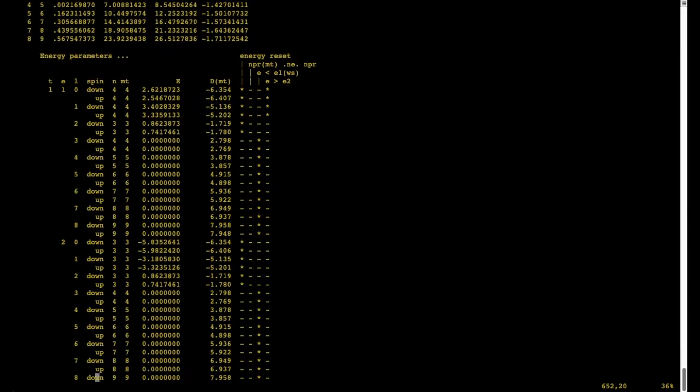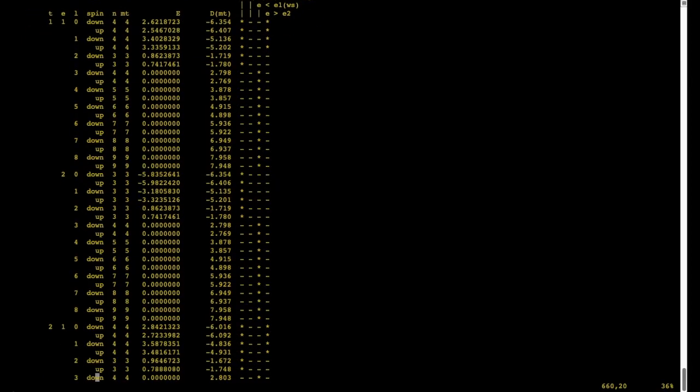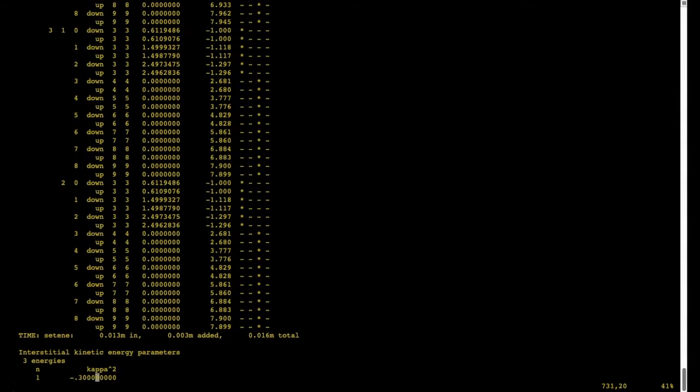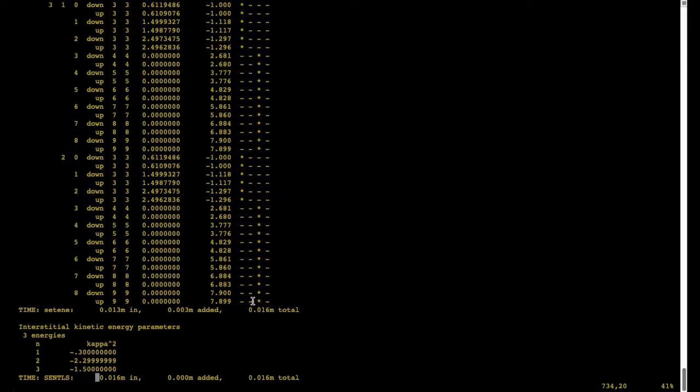And we come to an important table here with energy parameters. Here you have to watch out for the stars in the second column. Basically, this is the number of nodes calculated within the muffin tin, and it's compared with the nominal number of nodes which the basis function is supposed to have. So we go through and we see that it looks all fine. Great. So we continue.